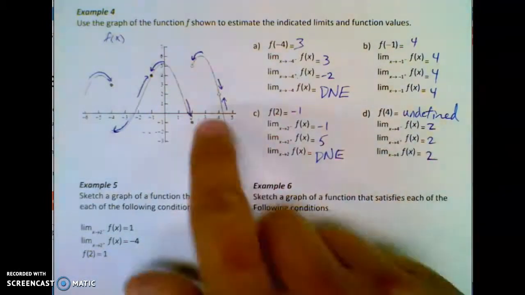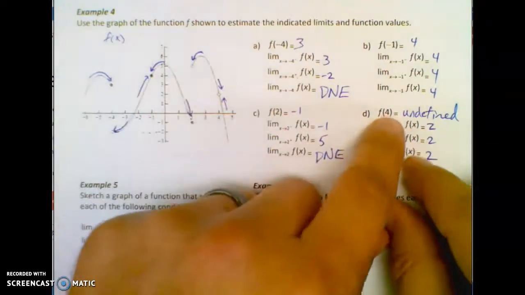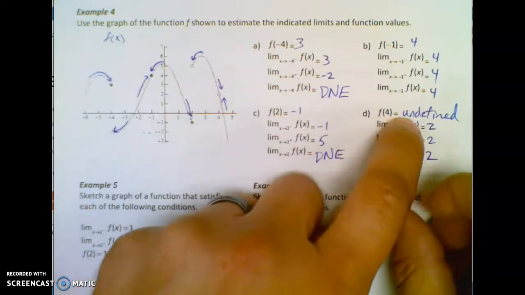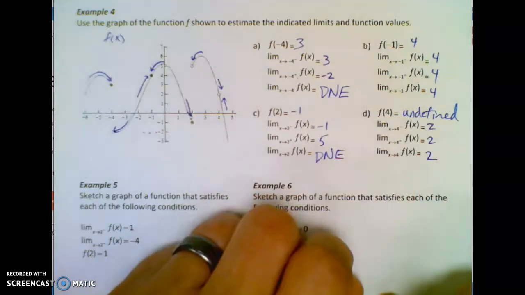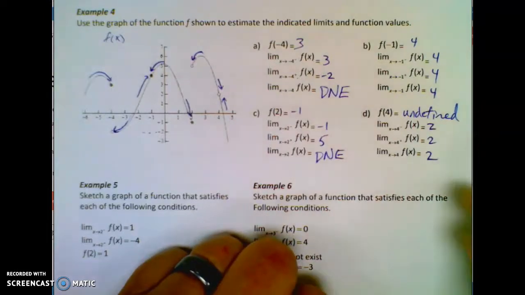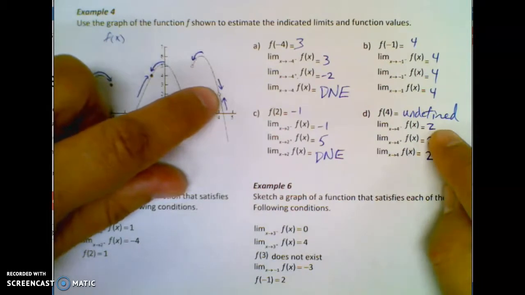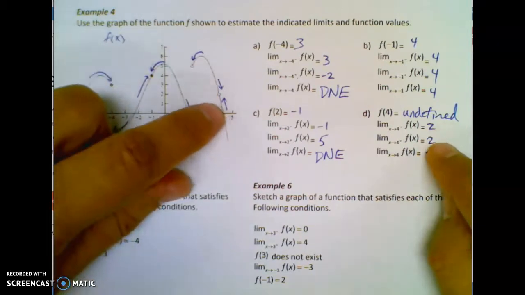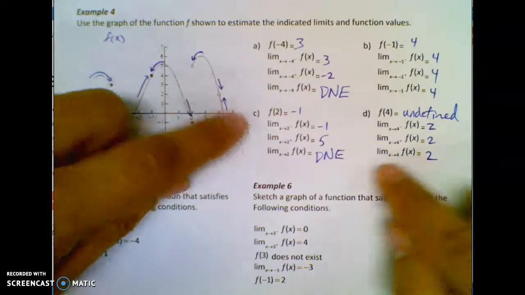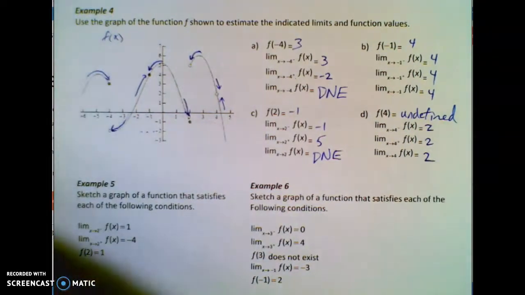Here's a weird one. See how there's no dot there? It's an open circle. So if you ask me what is the height at 4 exactly, I'd say it's undefined because there's no height. But what's crazy is you can answer the rest of the questions. You can say what number does it approach from the left? 2. It never has to get there. What does it approach from the right? 2. And if those two numbers from the left and the right squeeze in on the same number, that's your limit. All right, let's move to the last part.